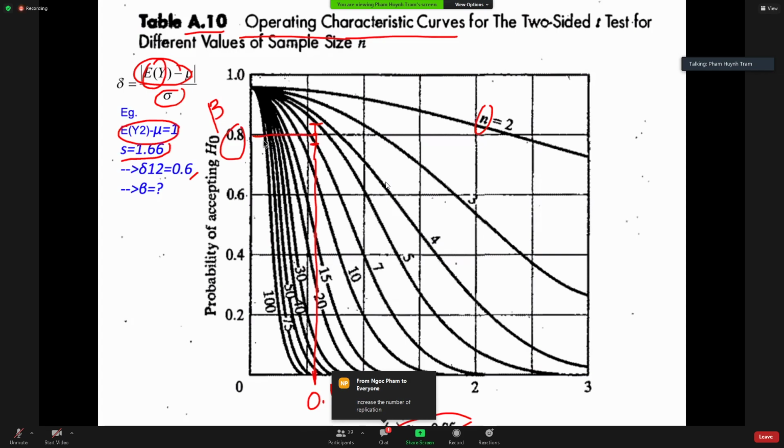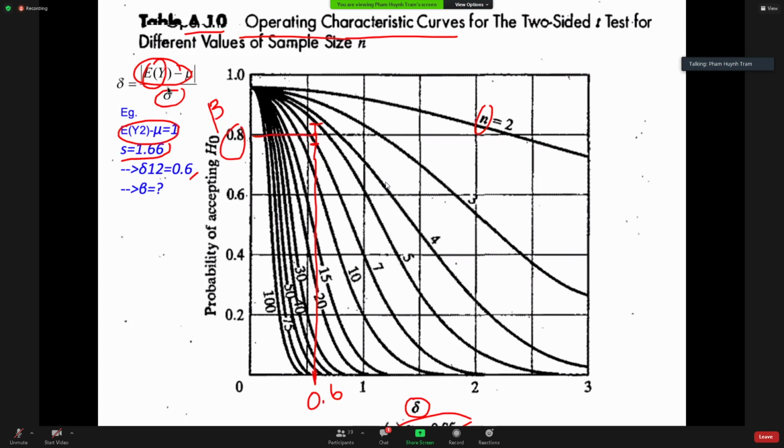Yeah, that's right. Right, thanks Ngọc, you're right. Let's try increase the number of replication. Let's try increase by 15. So the same here, we have the same value of delta here.